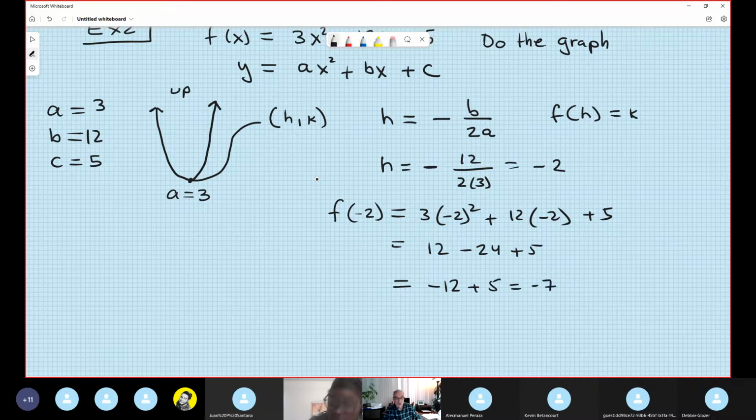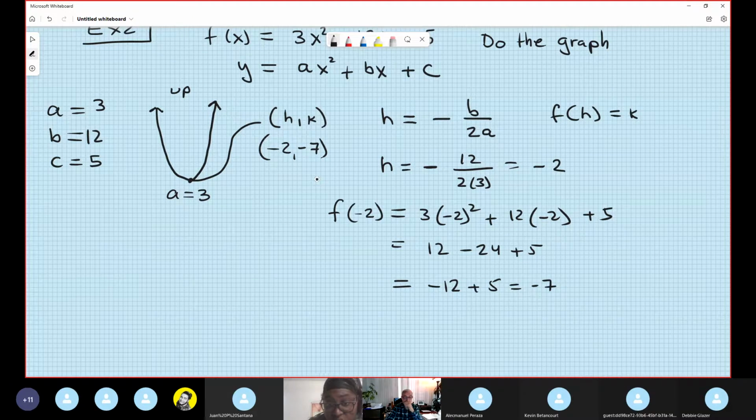Conclusion. Our vertex is located at the point negative 2, negative 7. Okay, it's in the third quadrant, but it's okay. Negative 7, you are right. Okay, super. Thank you.